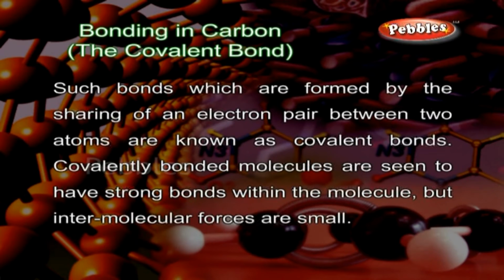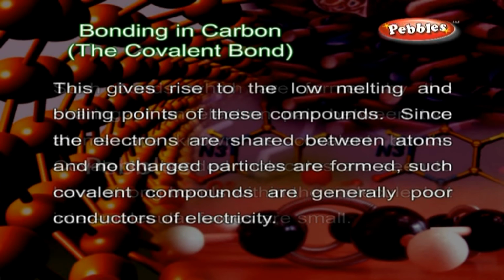Such bonds which are formed by the sharing of an electron pair between 2 atoms are known as covalent bonds. Covalently bonded molecules are seen to have strong bonds within the molecule, but intermolecular forces are small. This gives rise to the low melting and boiling points of these compounds. Since the electrons are shared between atoms and no charged particles are formed, such covalent compounds are generally poor conductors of electricity.